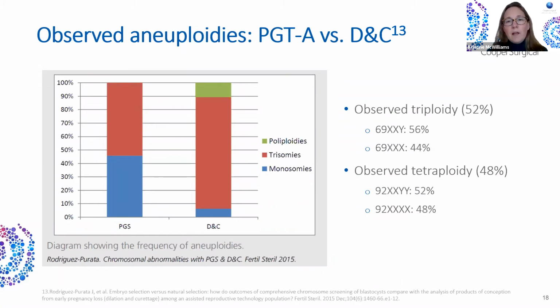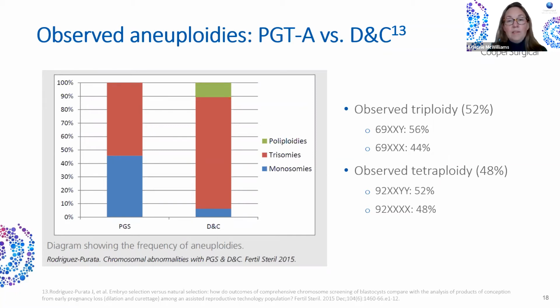The purpose of this slide is to look a little bit closer at observed aneuploidies within PGTai, and also to compare against what is commonly seen with products of conception. This study here utilized array CGH for PGTai, and then karyotype analysis for products of conception.